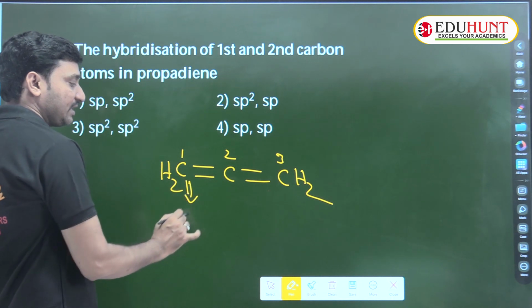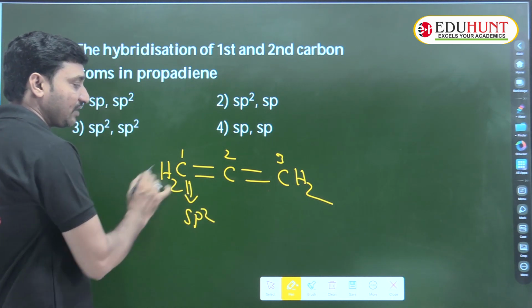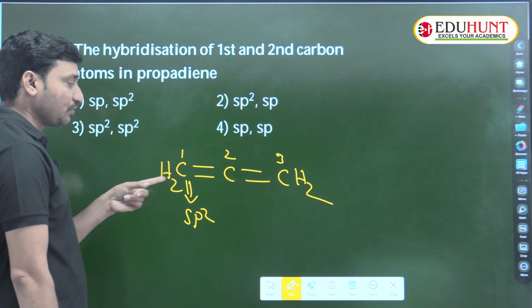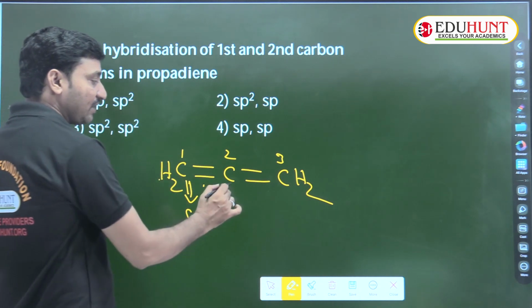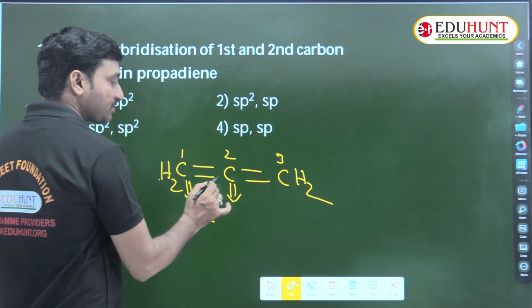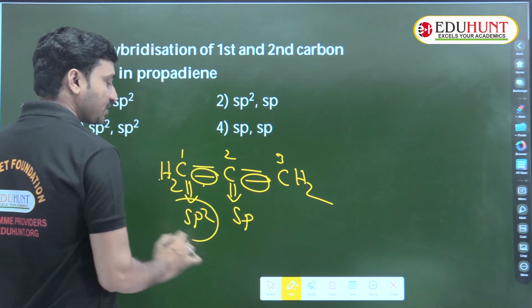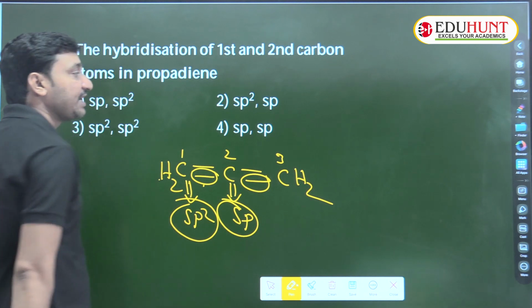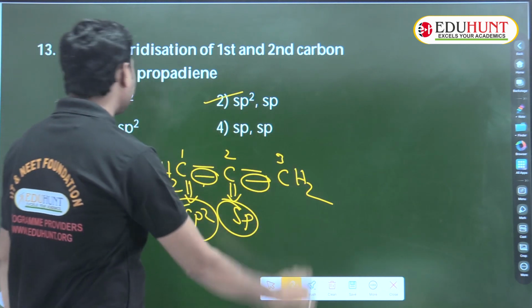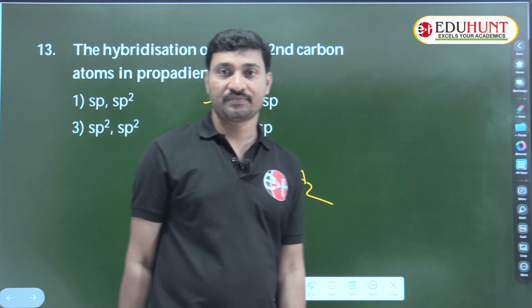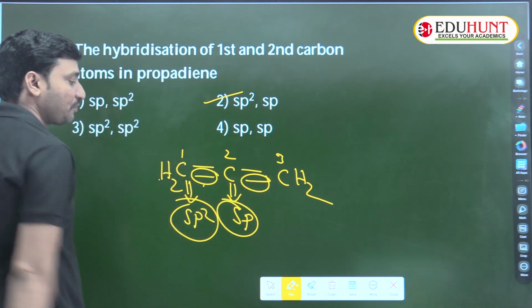This carbon is sp2 hybridized: around the carbon 3 sigma bonds, 2 plus 1, 3. Around this carbon atom 2 sigma bonds, 1 plus 1, 2 sigma bonds, so sp. So the first carbon is sp2, the second carbon is sp hybridized. So the right answer is the second option. This is the structure of propadiene.